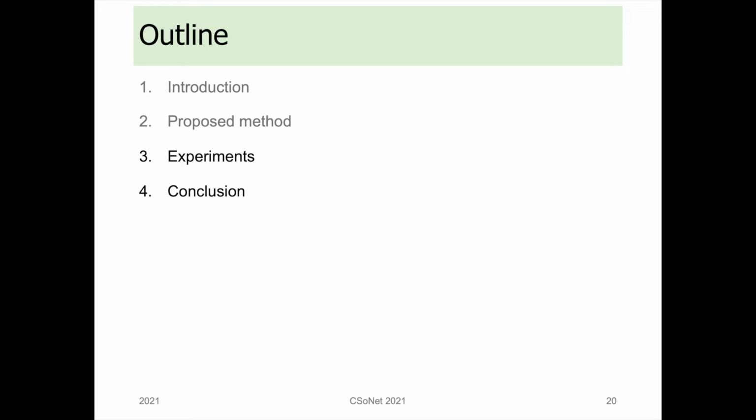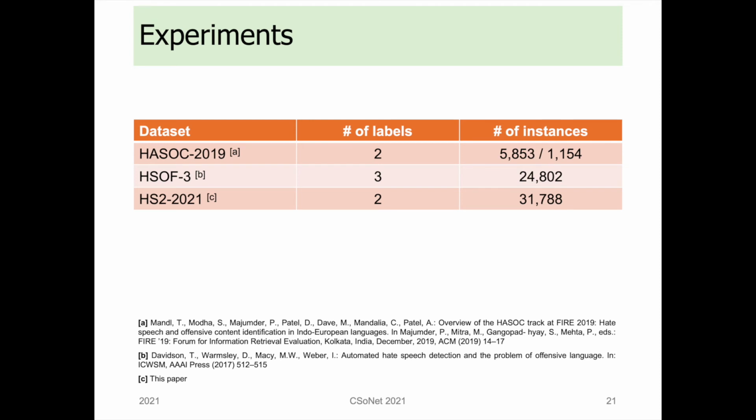In the previous section, we described our proposed method and model. Now, in this section, we describe the experimental setup and results. We employ three datasets as shown on the screen. The first two datasets are obtained from papers A and B, referenced in the footnote. The last dataset is made by combining the first two datasets. The details of how we construct the last dataset are presented in the paper.